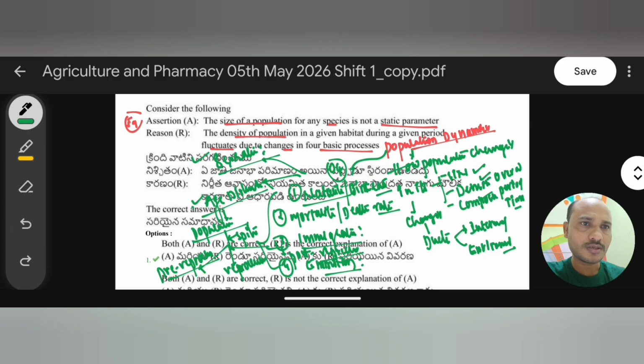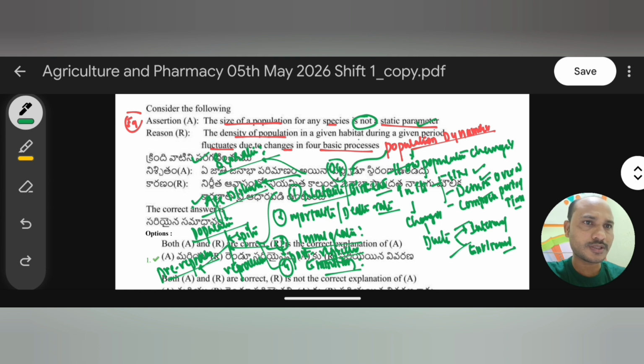So here, why? Because in the first statement, assertion, the size of population of any species is not static. Yes. Why? Because the population of any species is always changing. Why? Because of internal and environmental changes. So why it changes, the reason is given.